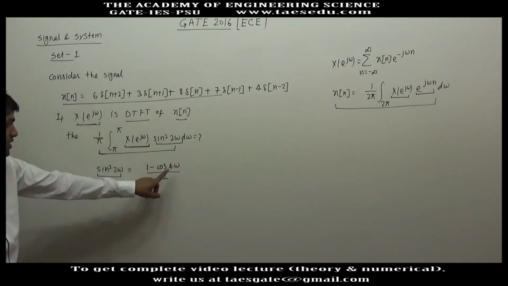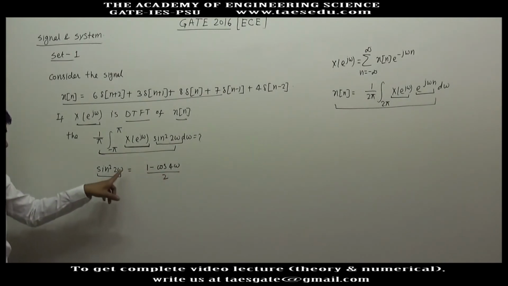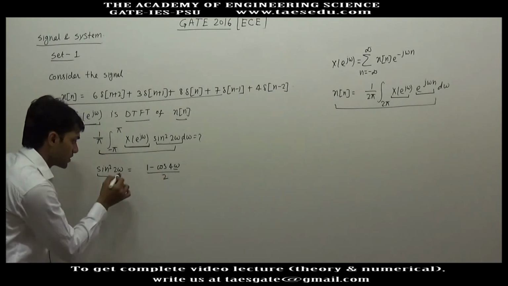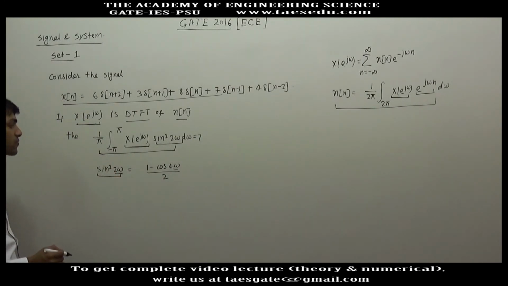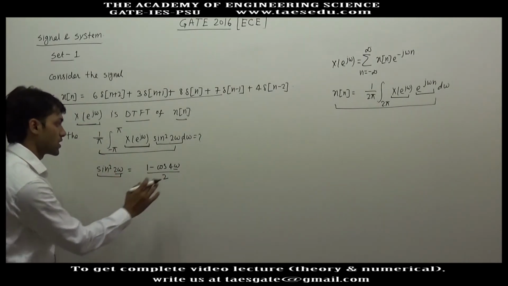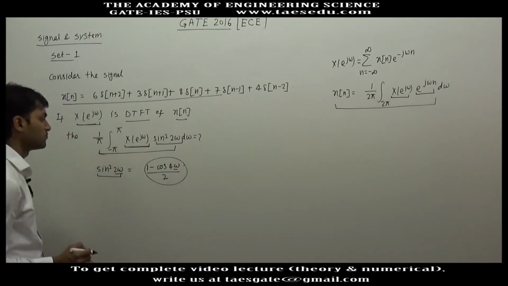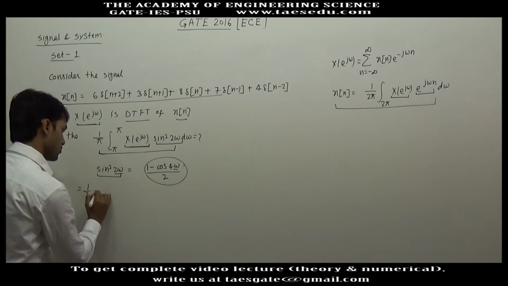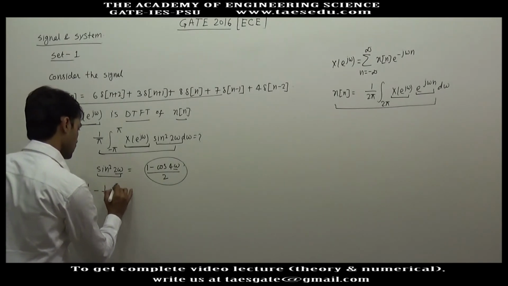1 minus cos theta is 2 sin square theta by 2. So sin theta by 2 will give you 2 omega. So sin square 2 omega is (1 minus cos 4 omega) by 2. This will be 1 upon 2 minus 1 upon 2 cos 4 omega.